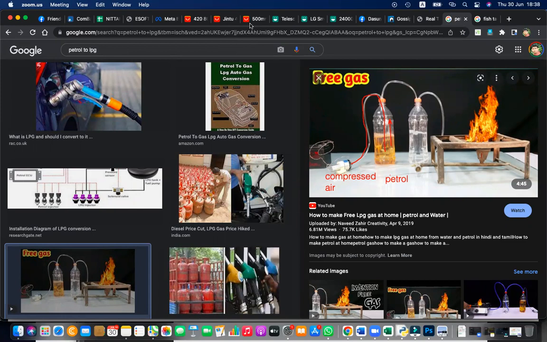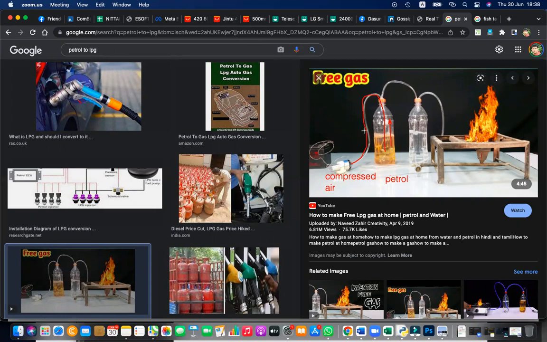Petrol is highly volatile, so it basically converts into air very soon.